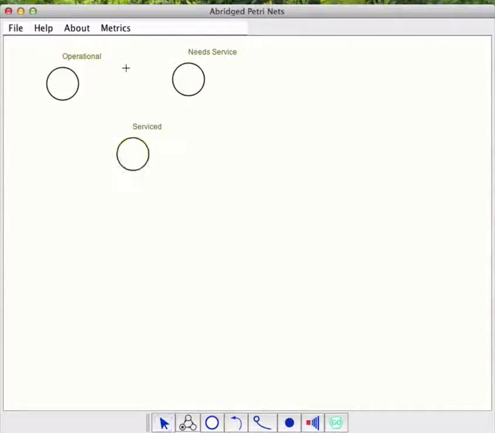So now we have three components, and originally they are in operational state, denoted by small filled circles. Or if we decide to choose, we can choose other icons for individual objects. But the key is that we have those inside of operational state.